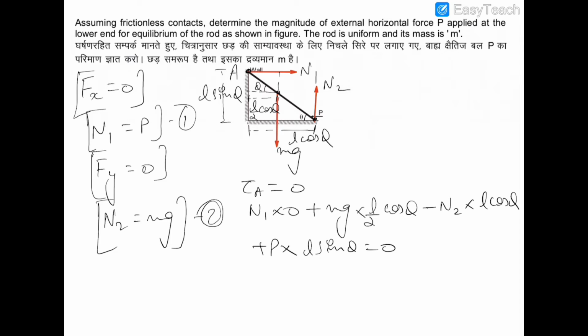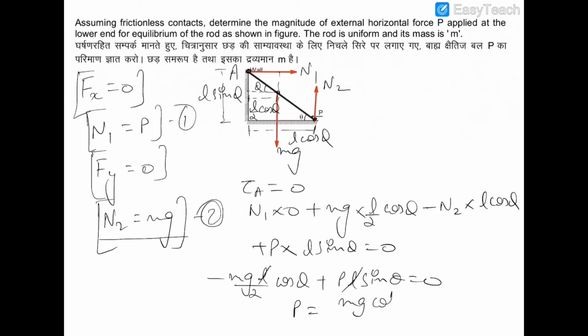Now you can see that N2 is already equal to mg, and therefore this equation would be minus mg L by 2 cos theta plus P L sin theta is equal to 0, since we have to find out P only. Cancelling this L with L, P would be equal to mg cot theta by 2. So this is the force required to keep this rod in equilibrium, leaning on the wall and floor.